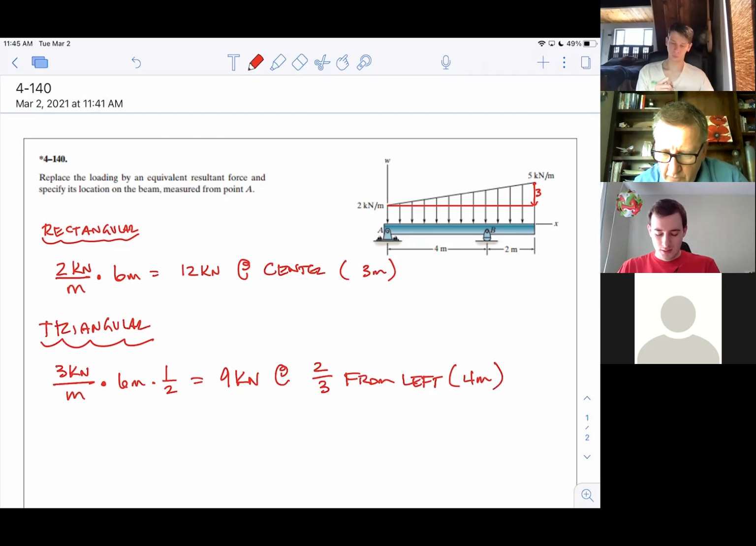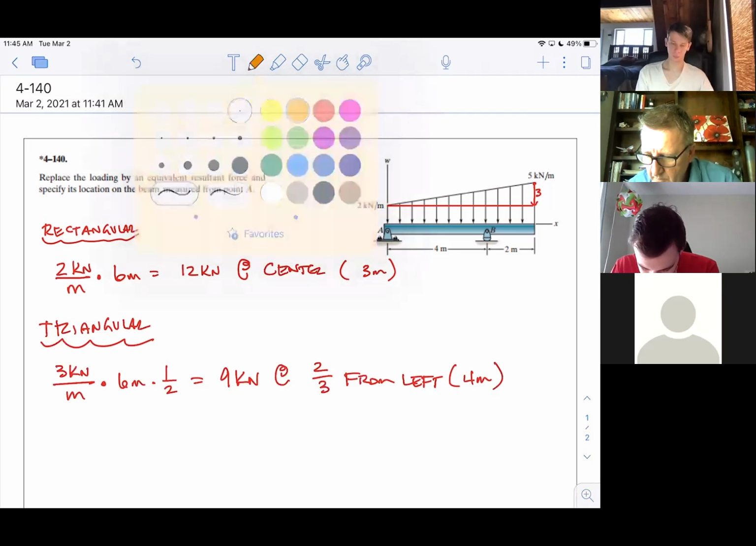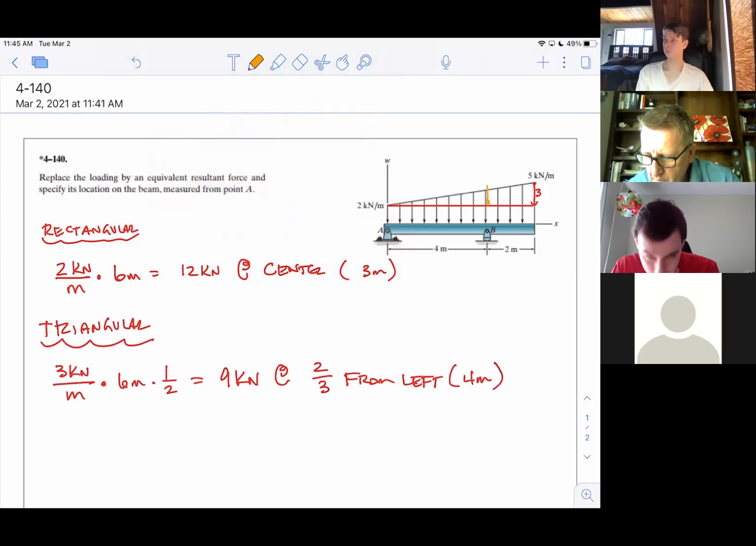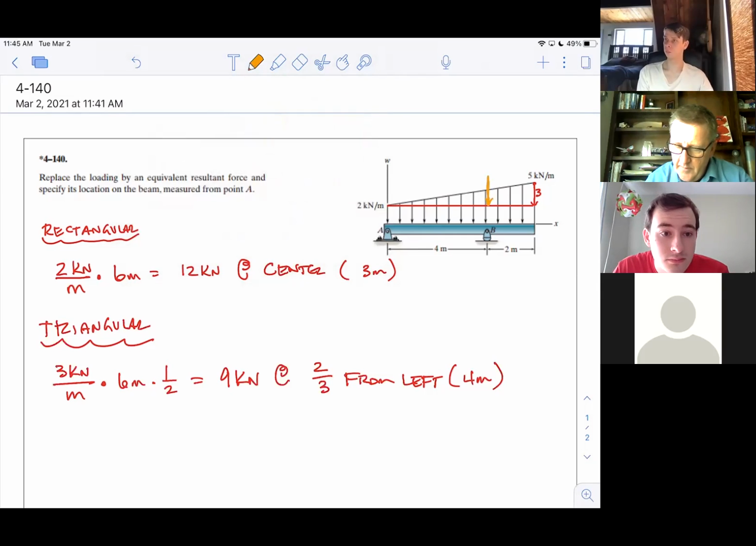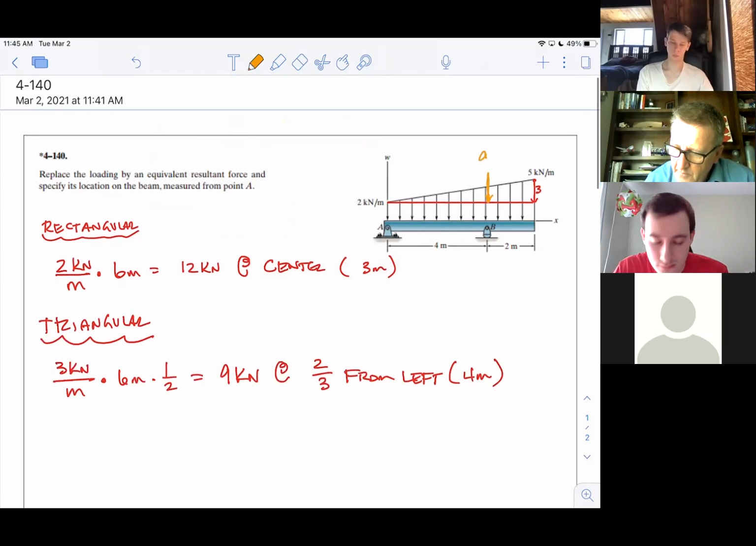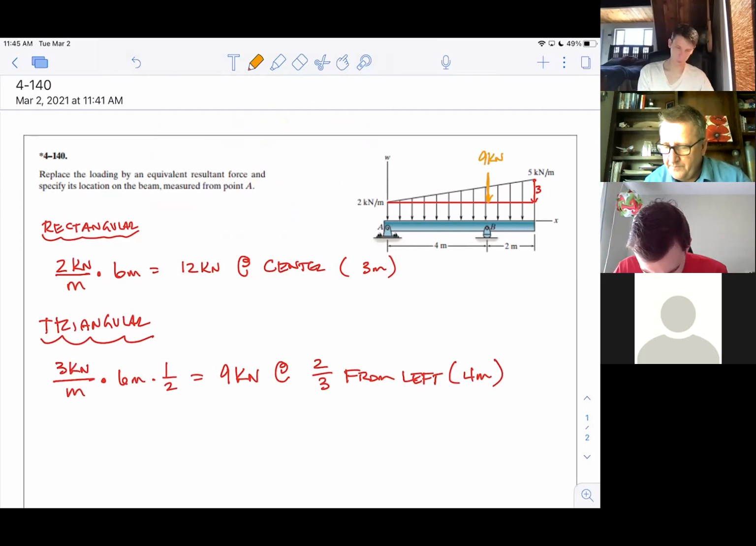So let's draw those in. So I've got this one right here. That's 9 kilonewtons. And then I've got this one right over here. That looks centered right in there. That is 12 kilonewtons.